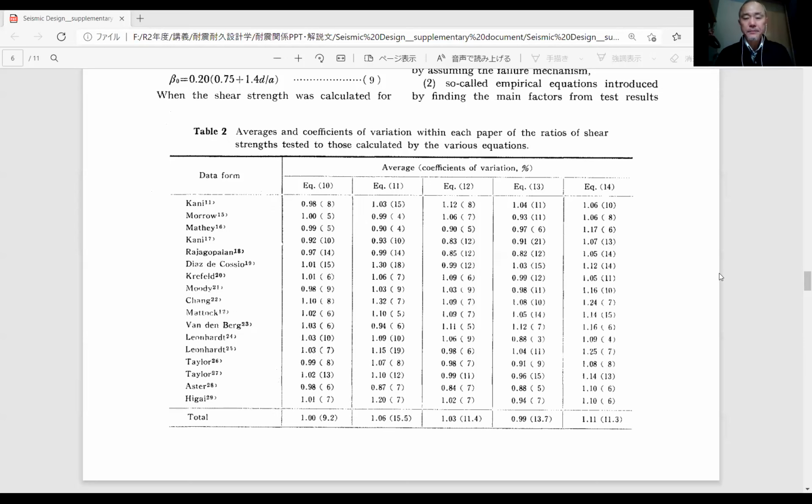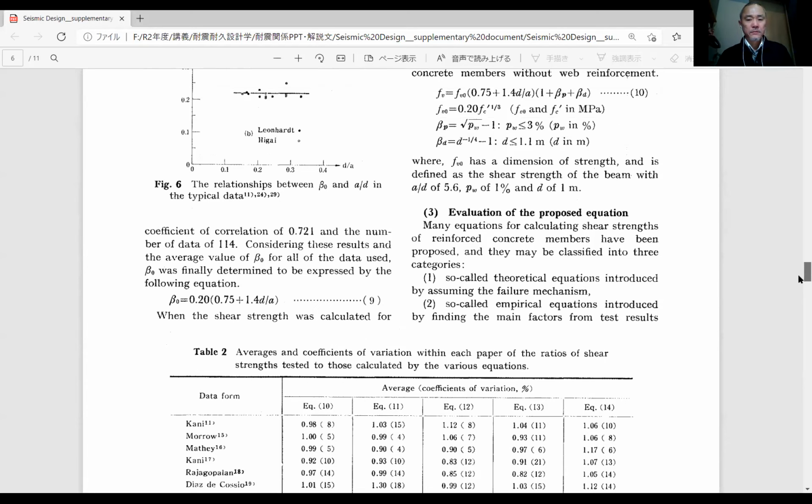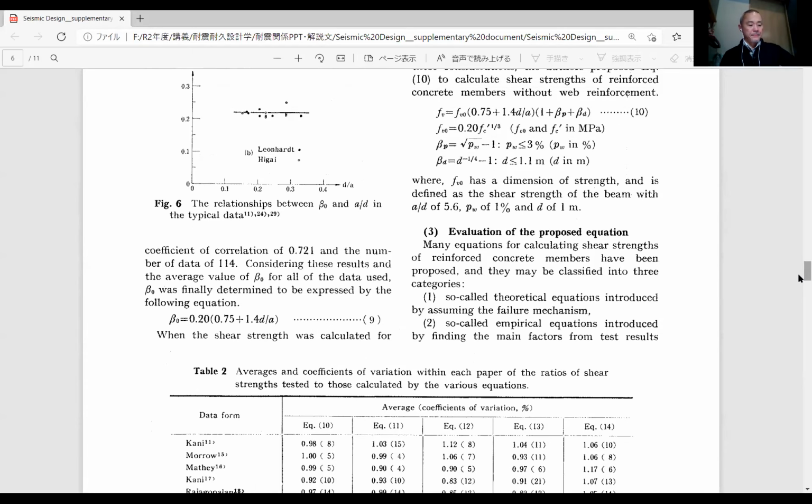I'll give you one question. This is a very general question. Why is their equation so accurate compared to other equations? What's the reason? Please pick up as many reasons as possible.